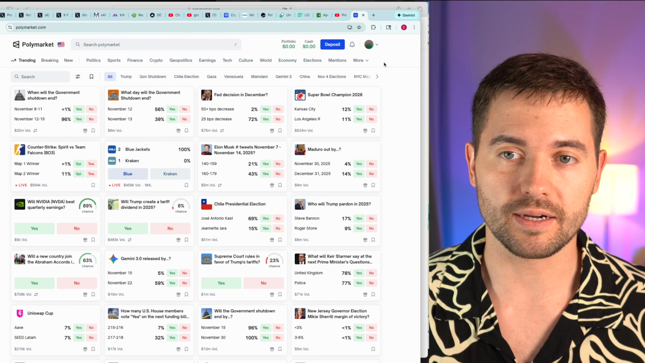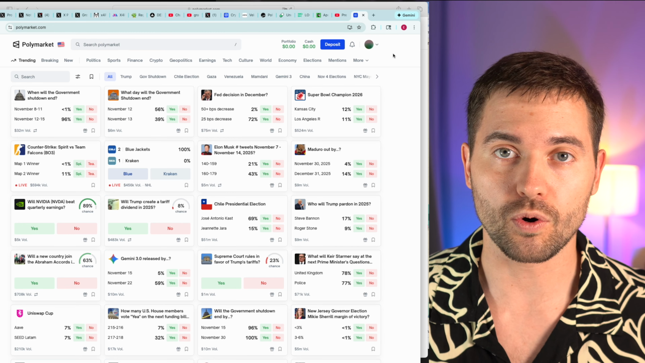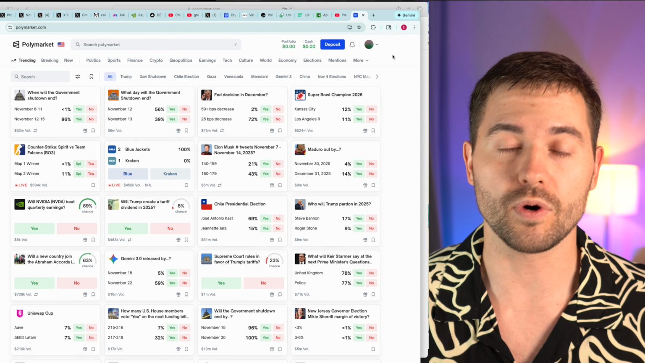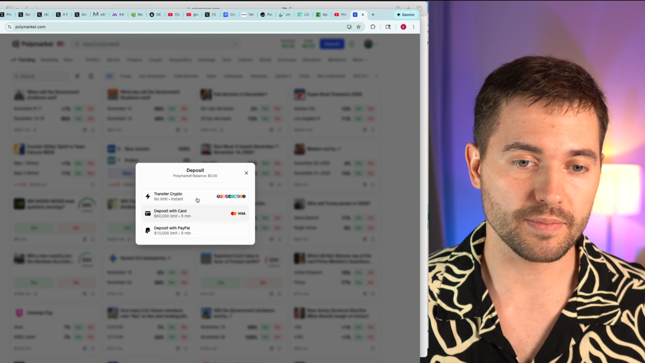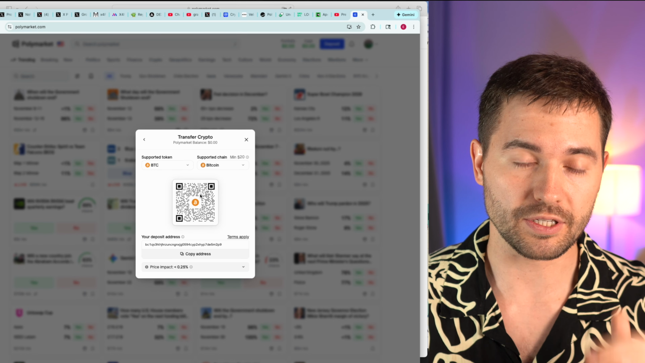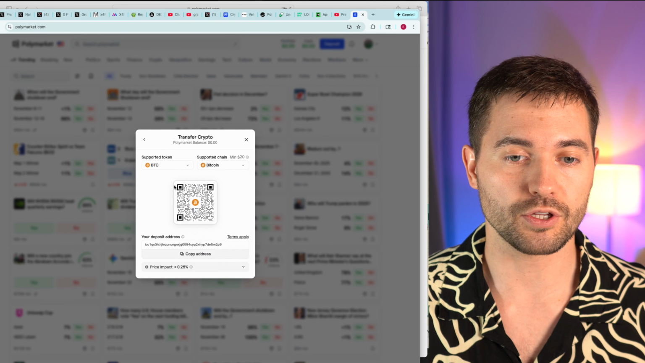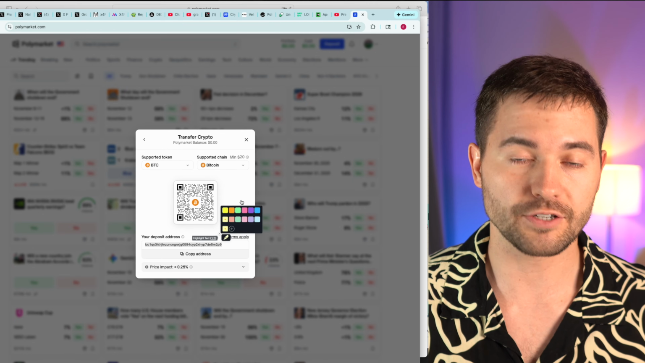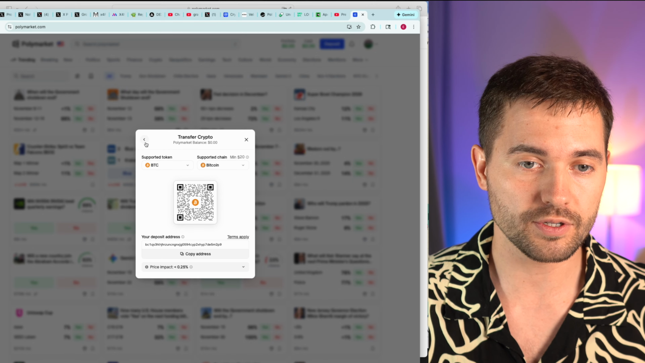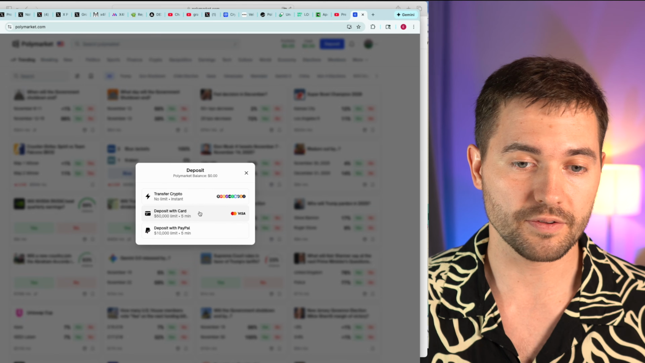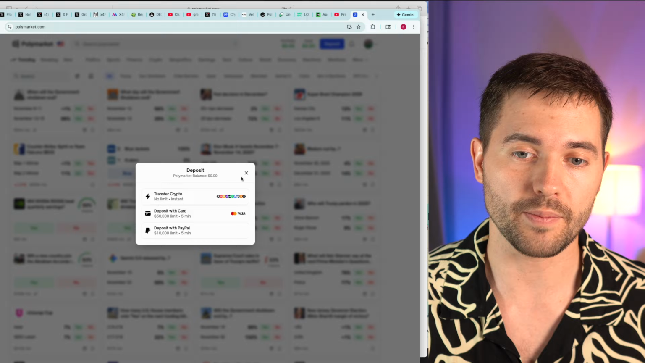Beginner's guide into Polymarket. You type in polymarket.com and you sign in with your email or with the extension of one of your crypto wallets. Then a deposit button shows up and you can choose between crypto, with different tokens on different chains. You can use the QR code or the address to send your crypto.